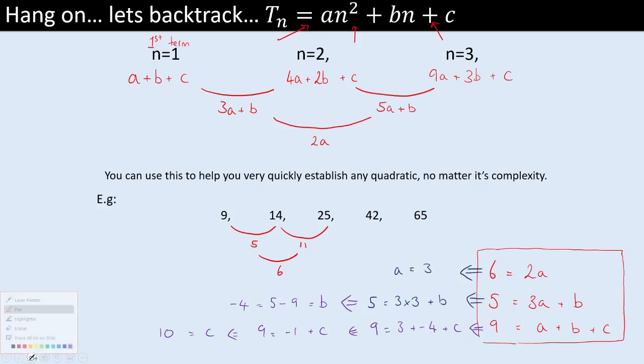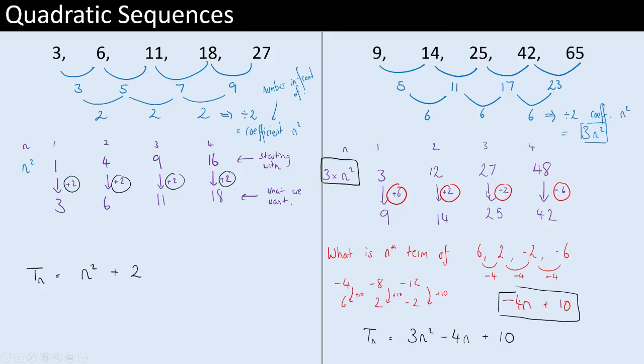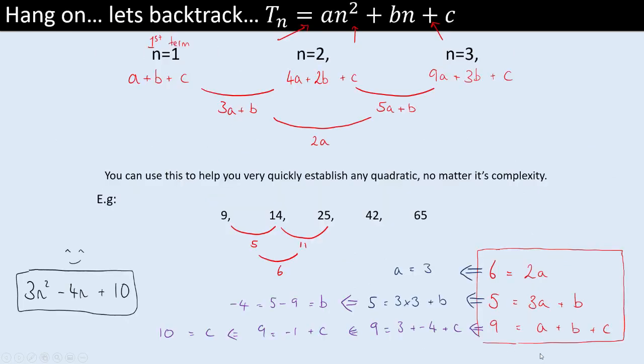And when I put that back into my generic quadratic, I know that a is equal to 3, so that's going to be 3n squared. I know that b is equal to -4, that's -4n. And then that c is 10. And that is the nth term of our sequence. Okay? If we jump back to our previous slide, completely different workings, but exactly the same answer. Exactly the same.